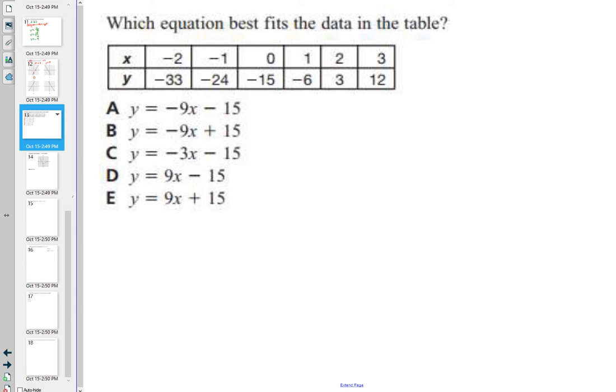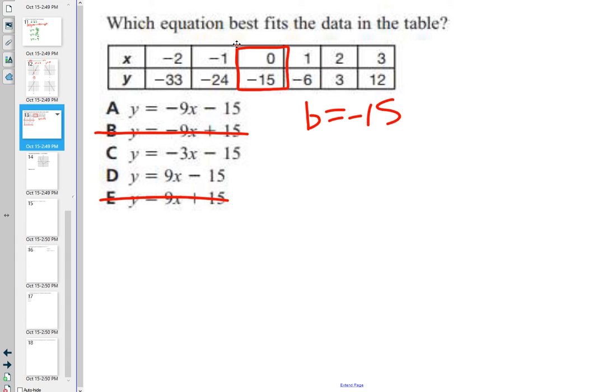Which equation best fits the data in the table? What form are all of these answers in? They're not in standard form. They're in slope-intercept. So, yes, we could find the slope and the y-intercept independently, but if you're really smart about this, you're so happy. Because what are they giving you already? I already know that b is -15. So I could really eliminate those.